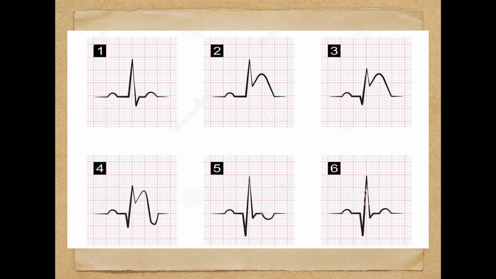So the common MIs which you come across are the inferior wall MI, where you see the ST elevation in II, III and aVF, and the anterior wall MI, which you can see in V2 to V6 or V1 to V6.